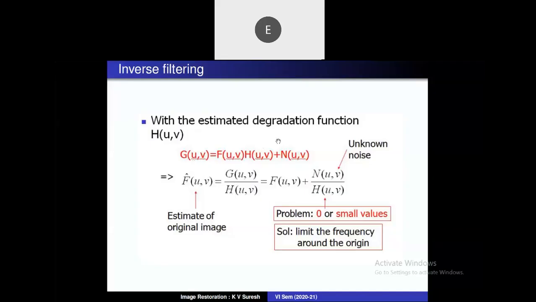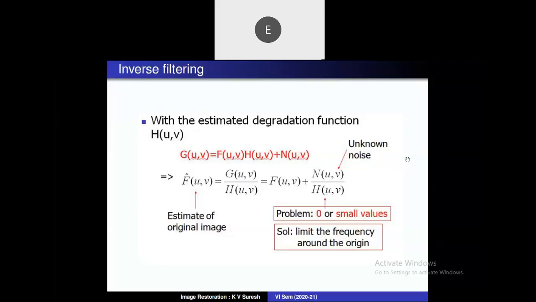Multiplying by H(u,v) means you are blurring it. Dividing this by H(u,v) means you are passing it through an inverse filter. That means 1 over H(u,v) is the inverse of H(u,v). So it is G by H. Now if you divide this whole thing by H, H cancels, so I get F(u,v). The second term will be N by H.